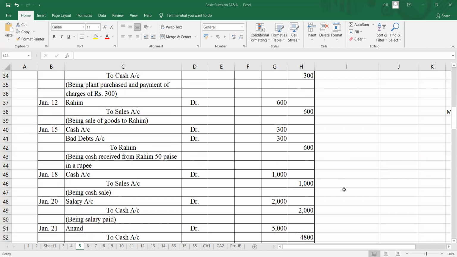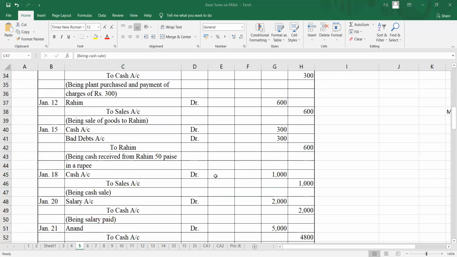Then we have January 18, sold goods to Ram for cash. It's a simple sales entry. Goods sold for cash. Here we had sold to Rahim on credit, here we have sold it on cash. So cash and sales are impacted. Cash is a real account, debit what comes in. Sales is a nominal account, credit all incomes and gains. So I'll say credit sales, cash account debit 1000 rupees to sales account 1000. We say being cash sales.